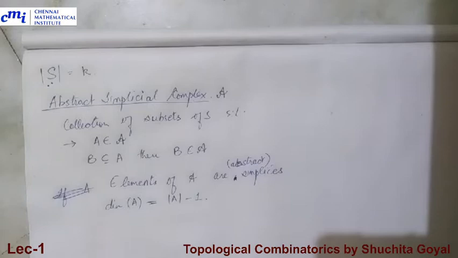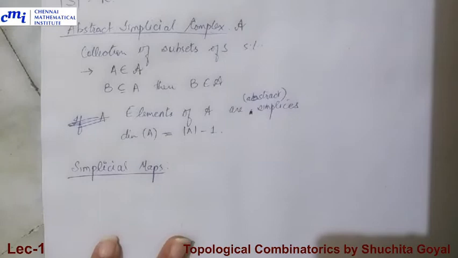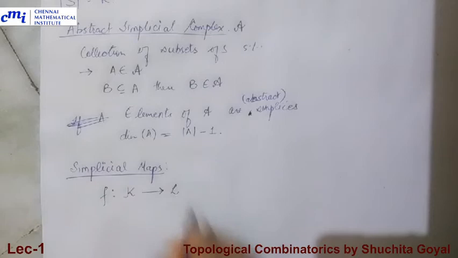So once you have abstract simplicial complexes, we have maps between them. Just like when you have topological spaces, you have maps between them. When you have groups, you have maps between them. So when you have abstract simplicial complexes, you have maps between them, and these maps are called simplicial maps. Simplicial maps go from one abstract simplicial complex to another abstract simplicial complex, and the only condition it has to satisfy is that a simplex goes to a simplex.